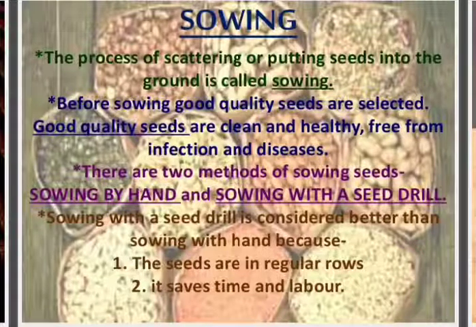Sowing. The process of scattering or putting seeds into the ground is called sowing. Before sowing, good quality seeds are selected. Good quality seeds are clean and healthy, free from infection and diseases. There are 2 methods of sowing seeds: sowing by hand and sowing with a seed drill. Sowing with a seed drill is considered better than sowing by hand because the seeds are placed in regular rows. It saves time and labor.